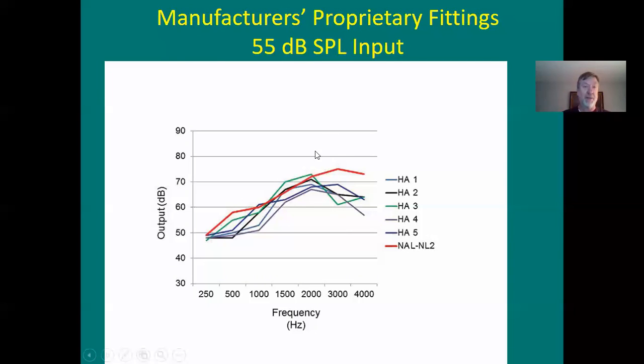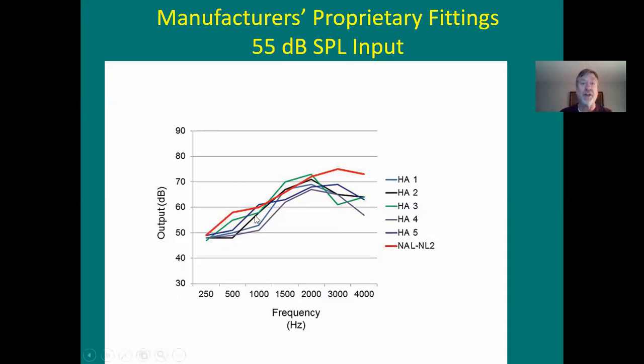This is actually what we're talking about here. Here's a NAL 2 target for a mild to moderate loss, and look at the manufacturer's proprietary targets from their own fitting methods, not how they implemented NAL 2. That's in the last 2 slides. What we're looking at here is a NAL 2 target for a mild to moderate sensory neural loss. And now you're looking at 5 different manufacturers and how they each have a proprietary fitting method, their own fitting methods. Siemens fitting method, Oticon's fitting method, Bernafon's fitting method. Not NAL 1, not NAL 2, not DSL 5, just their own.